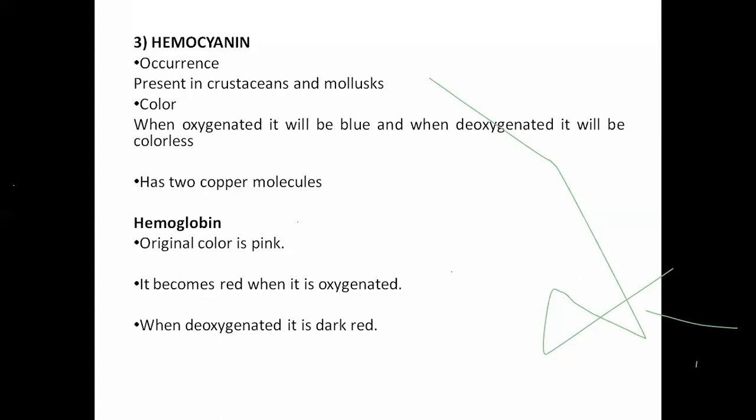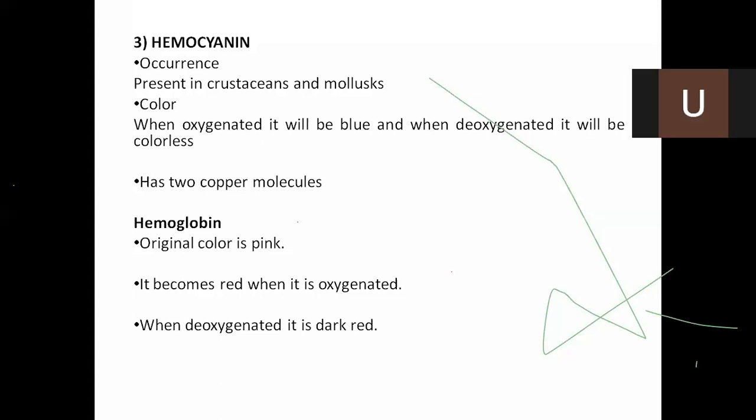Now if we talk about the color of hemoglobin, its original color is basically pink, a darker shade. When it is oxygenated, it becomes red. Meaning when oxygen is added, the hemoglobin color becomes red. That is why your blood color is red. And when it is deoxygenated, it becomes dark red.